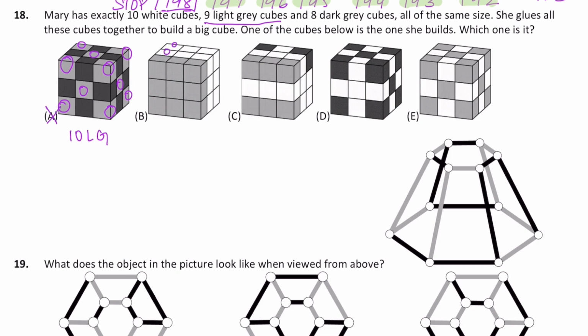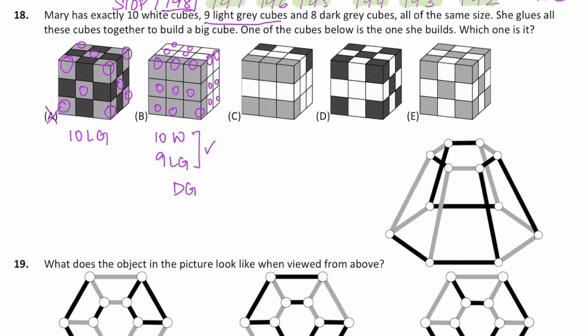There is 1, 2, 3, 4, 5, 6, 7, 8, 9, 10. 10 white cubes, that works. 1, 2, 3, 4, 5, 6, 7, 8, 9. 9 light gray cubes. And there might be a possibility that they'll have 8 dark gray cubes. But till now, all the conditions are met. Let's look at the next cube.